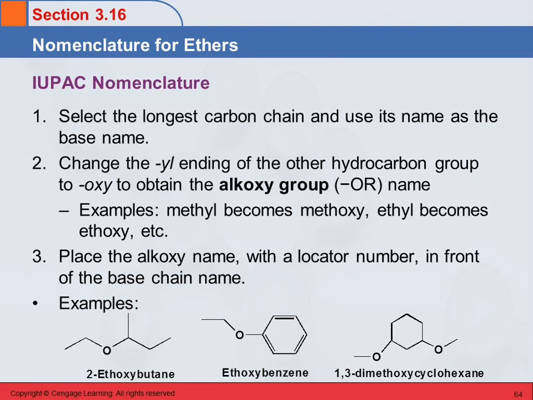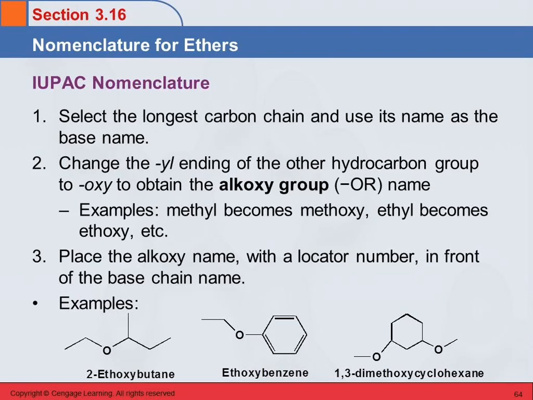IUPAC names are what we use for the larger ones. So here we're going to look at the oxygen. Like on this one, we're going to look at the oxygen and which groups are attached to it. And we're going to look for the longest carbon chain, and we're going to use that as the base name. So it's kind of following a pattern. And then we're going to take the other piece and we're going to change its -yl ending, like this over here. This is ethyl. We're going to change it to -oxy. So ethyl becomes ethoxy.